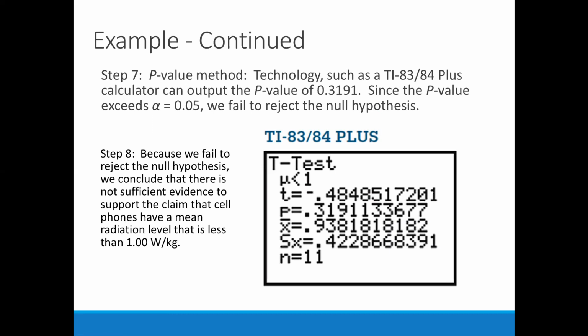Now step 8 is always to take whatever information you have about whether you fail to reject or reject the null hypothesis and convert it back to non-technical terms that somebody who is maybe not in the class could understand. Because we fail to reject the null hypothesis, we conclude that there is not sufficient evidence to support the claim that cell phones have a mean radiation level less than 1 watt per kilogram. In other words, we can't support that claim. It's probably more likely they could be equal to 1 watt per kilogram or more.